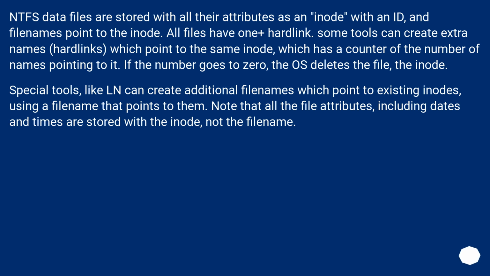NTFS data files are stored with all their attributes as an inode with an ID, and file names point to the inode. All files have one or more hard links. Some tools can create extra names, hard links, which point to the same inode, which has a counter of the number of names pointing to it. If the number goes to 0, the OS deletes the file, the inode. Special tools, like link, can create additional file names which point to existing inodes. Note that all the file attributes, including dates and times, are stored with the inode, not the file name.